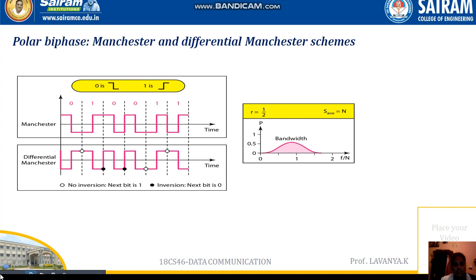Look at this differential Manchester. If it is 0, it should be lower. The transition should happen within that midpoint. The midpoint is going to synchronize here, and it is going to start the transition from lower to higher, but our Manchester is higher to lower. See the difference here.